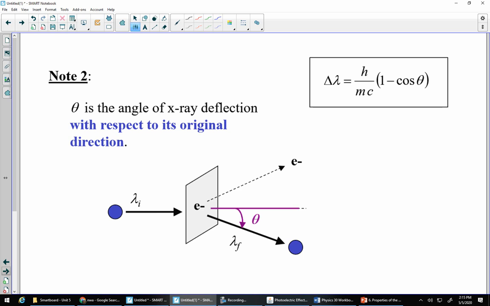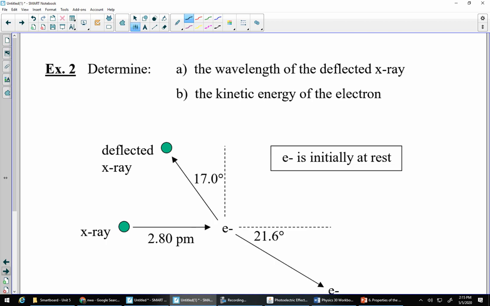Theta is the angle of the X-ray deflection with respect to its original direction. So where it would have gone with no deflection, straight along this dotted line, where it's actually going down here. So that is theta, right? And it could be more than 90 degrees in this case, realistically, right?